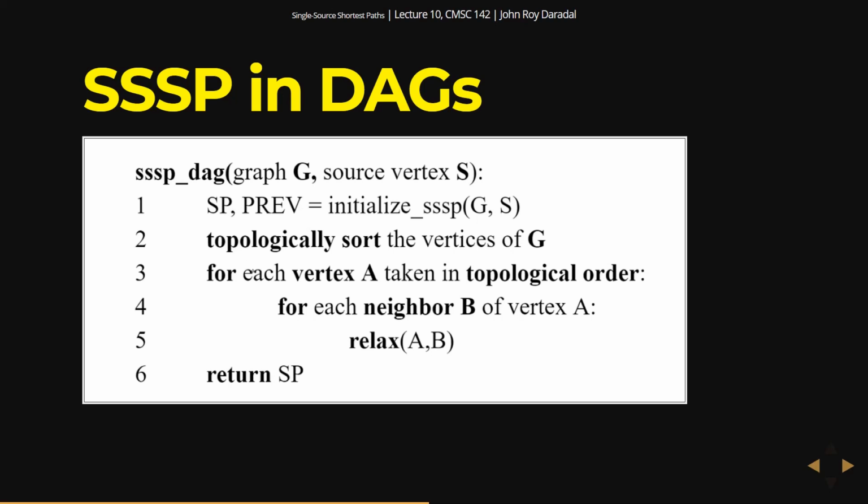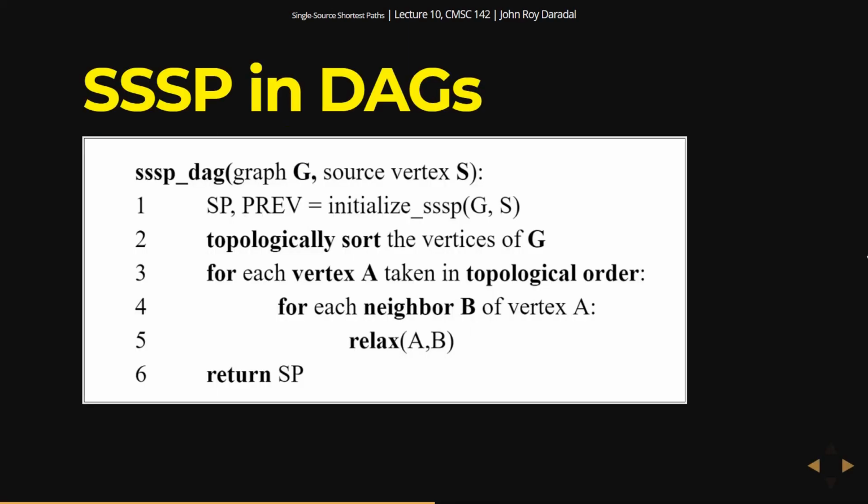Okay, and then for each vertex A taken in topological order, we will take a look at each edge. So the neighbor of B would be the edge AB, and then we'll try to relax that edge AB. Okay, so that's it, and then you'll do that for all vertices, and then you'll return the shortest path length.